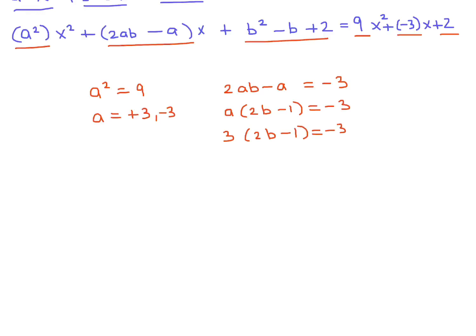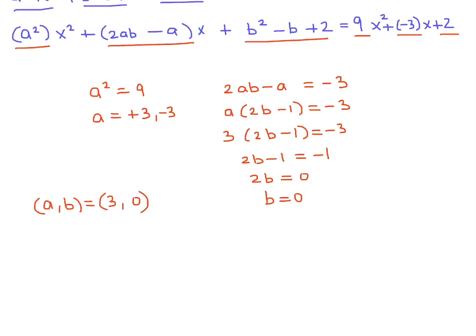So that's what we get. And if you divide through by 3, you get 2b minus 1 is equal to negative 1. 2b is equal to, therefore, 0. So b is equal to 0. Okay? So therefore, our first ordered pair (a, b) is (3, 0).